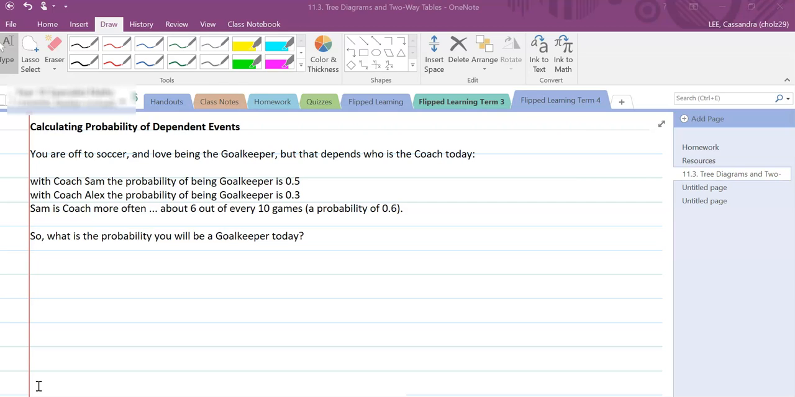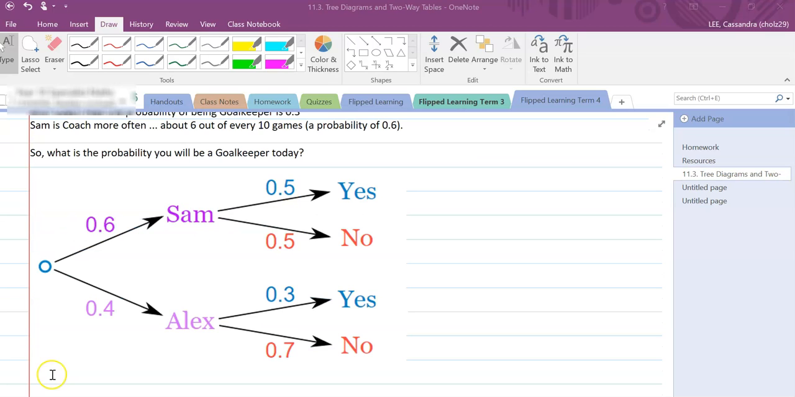Let's set this up and let's start by doing our tree diagram. So the first event is choosing which coach is going to be there today. So we know that Sam has a 0.6 chance of being the coach today. So that means that Alex must only have a 0.4 chance. Now, if Sam is the coach, there's a 50% chance that you will be the goalkeeper and a 50% chance or a 0.5 chance that you won't. With Alex, it's much less likely. It's only a 30% chance that you'll be the goalkeeper, and it's a 70% chance that you won't.